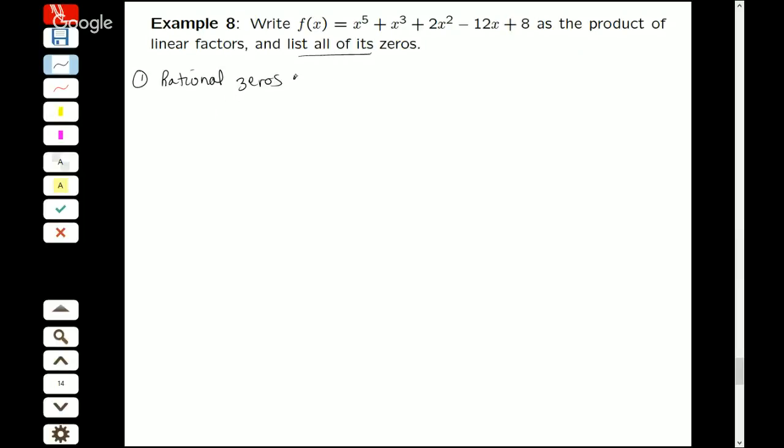This is a compilation of everything, the first 5 sections in this chapter, to be able to do this. So find the rational zeros. What are the P's for this? All the factors of the 8. We've got those listed: plus or minus 8, plus or minus 4, plus or minus 2, plus or minus 1. And the Q's, what are the factors of 1? Plus or minus 1. So what is P over Q?